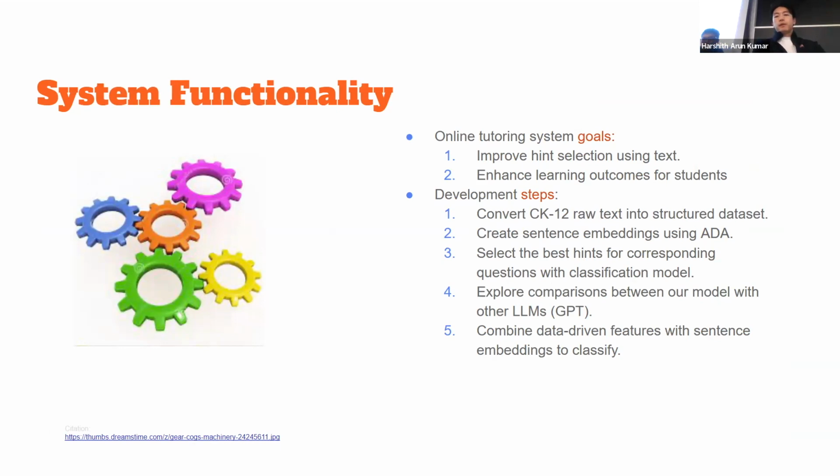Some developmental steps: what we see from CK12 is raw information, both in the form of log data as well as raw text from the lesson plans. So we want to create a sentence embedding using this data, and then select the best hint corresponding to the questions with the classification model. Then we want to explore the comparison between our model and other large language models, mainly GPT, and combine the data-driven features with sentence embeddings to classify them.